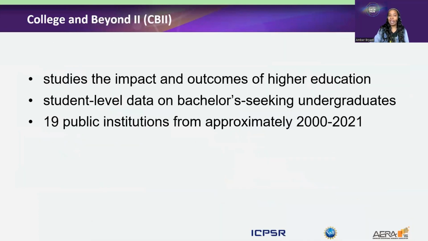The first is our College and Beyond 2 data. College and Beyond 2 is a data resource for studying the impact and outcomes of higher education. It includes student-level data on bachelor-seeking undergraduates enrolled in 19 public institutions from approximately 2000 to 2021, and its core administrative data.